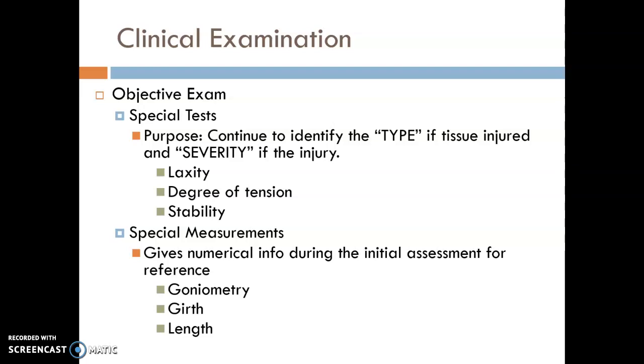And then we will also do special measurements. So this is things like taking goniometry or girth or length measurements with a tape measure to make sure that we're giving ourselves some numerical data. That way we can track it over time throughout their rehabilitation process.